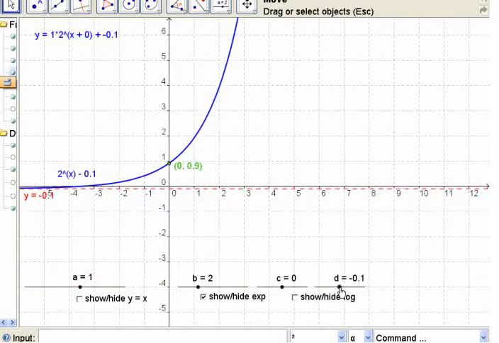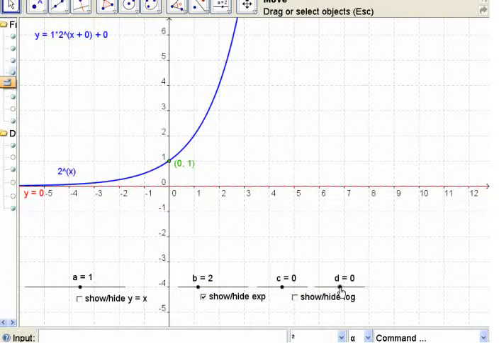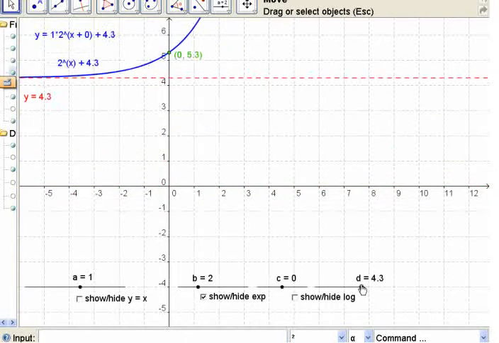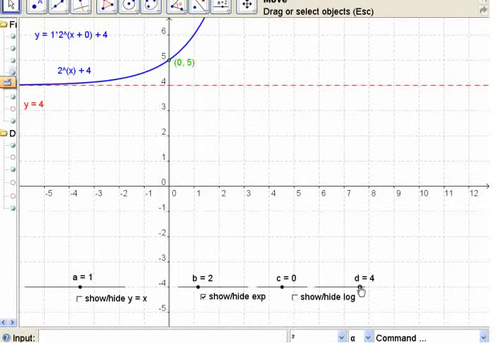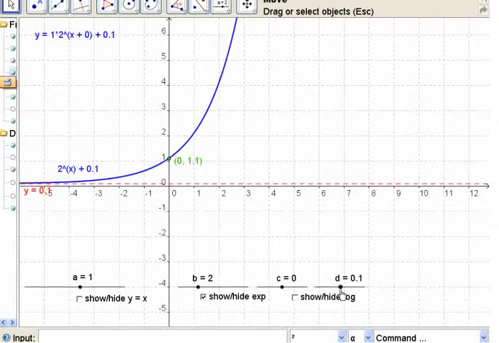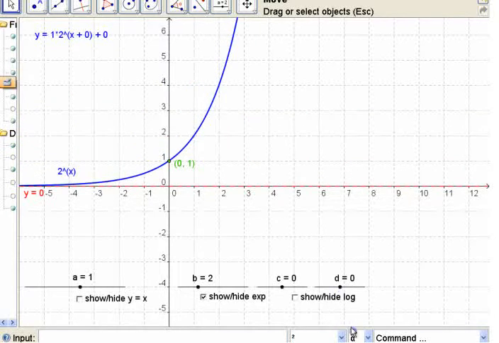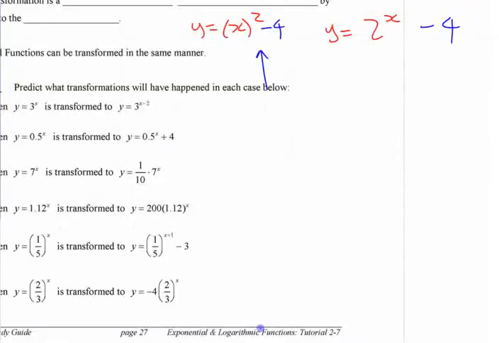So this is what you have to pay attention to. That's why it's a bit harder. If you put a plus 4, it's up there at 5. Okay? All right.